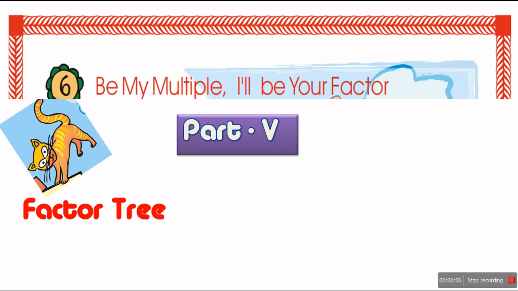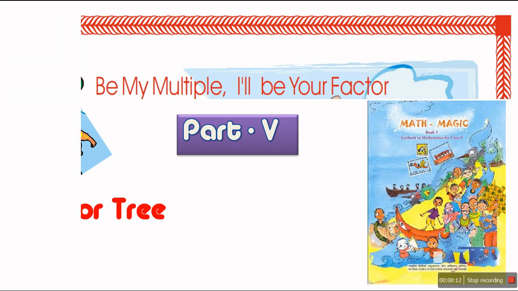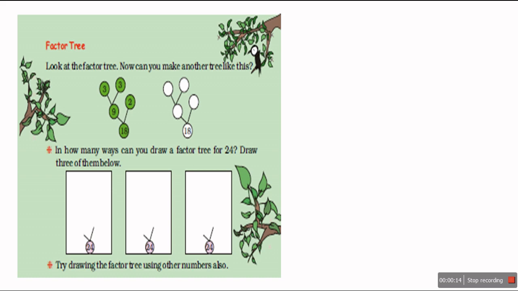Be my multiple, I will be your factor, factor tree. In this video, we will discuss factor trees. We make a factor tree by the factors of a number. And what are the factors? Prime numbers. So this is called prime factorization. We know any composite number can be expressed in the form of a product of prime numbers, like 18.